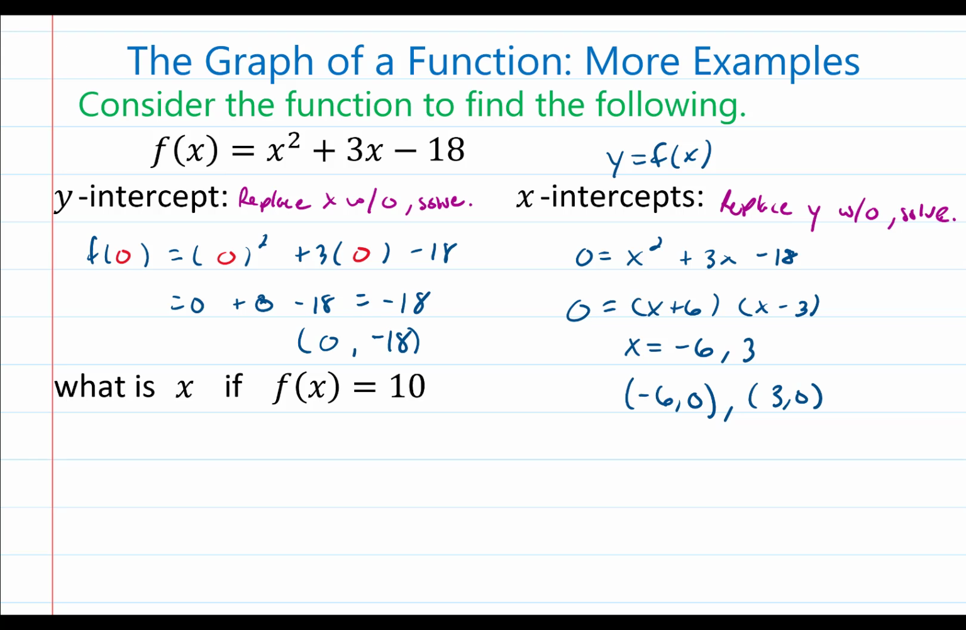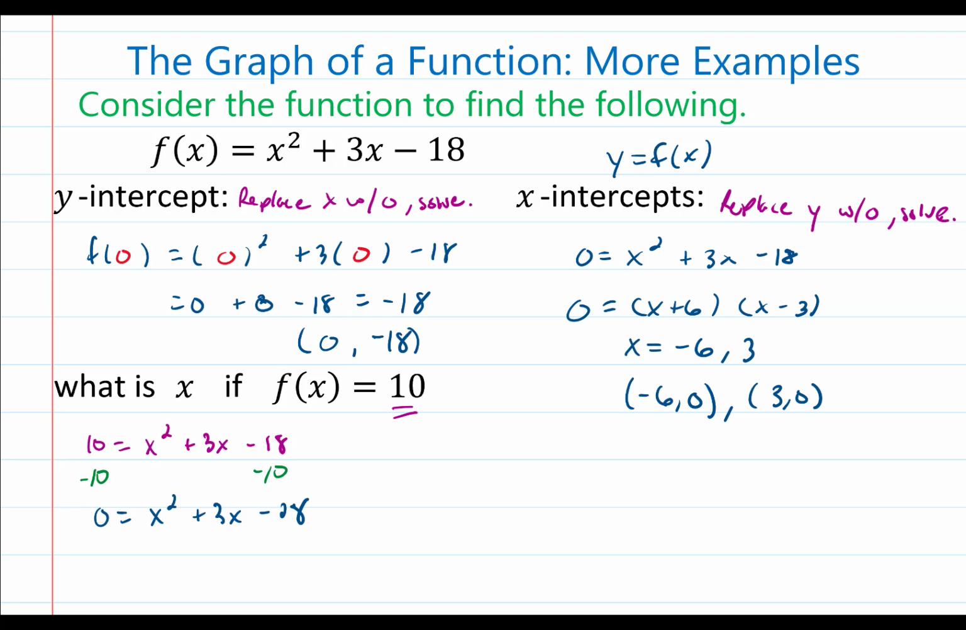And now to our last problem, which is asking, what is x if f of x is equal to 10? So our goal now is to replace the f of x notation with a value of 10. So we'll have 10 is equal to x squared plus 3x minus 18. We now have a quadratic equation that we need to solve. Our first step is to subtract 10 from both sides, giving us a new equation of 0 is equal to x squared plus 3x minus 28.